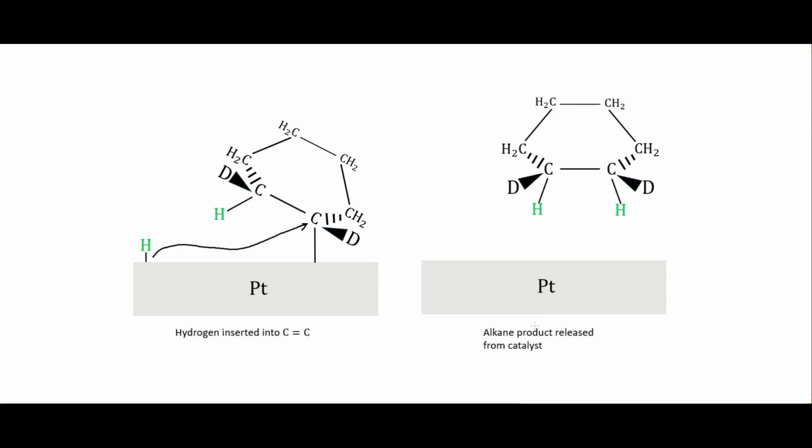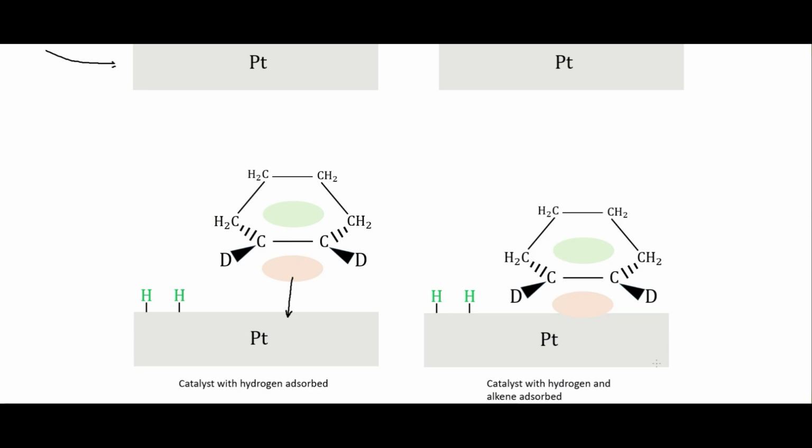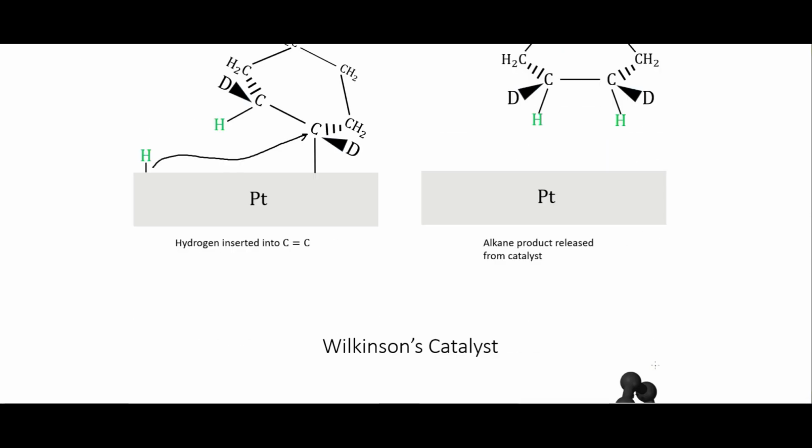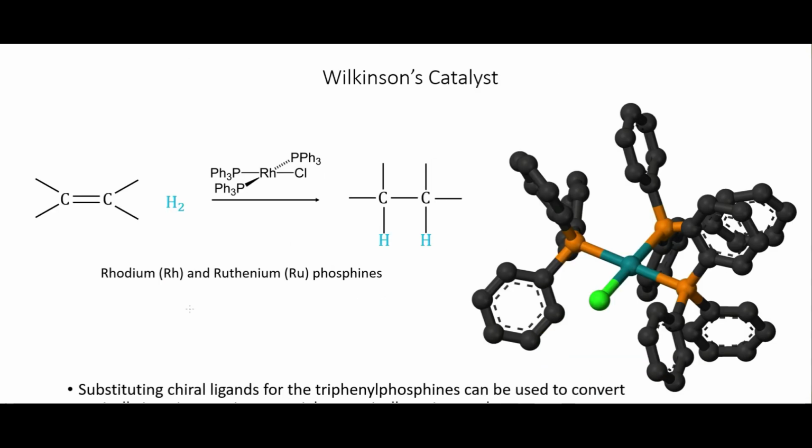And I'm not going to go into too much detail of the organometallic mechanisms here. That will be something for future videos, probably in my inorganic playlist. But for now, we can just use this as our mechanism for the hydrogenation of this alkene. All right, and so we can also use what's called Wilkinson's catalyst, which is just a rhodium or ruthenium phosphine.